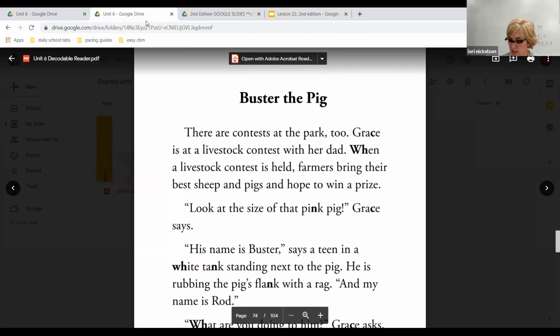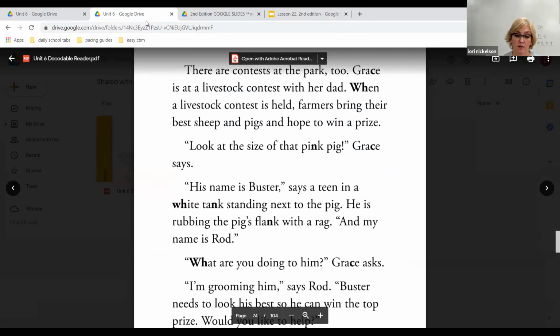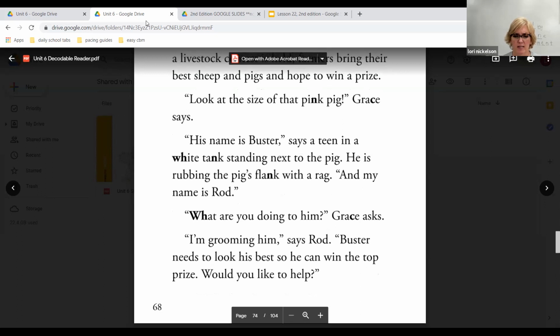So, Buster the Pig. Contest at the park. Grace is at a livestock contest with her dad. When a livestock contest is held, farmers bring their best sheep and pigs and hope to win a prize. "Look at the size of that pink pig," Grace says. "His name is Buster," says a teen in a white tank standing next to the pig. He is rubbing the pig's flank with a rag. "And my name is Rod." "What are you doing to him?" Grace asked. "I'm grooming him," says Rod. "Buster needs to look his best so he can win the top prize. Would you like to help?"